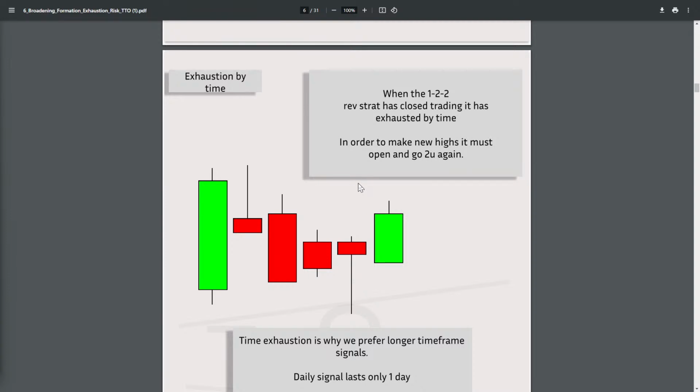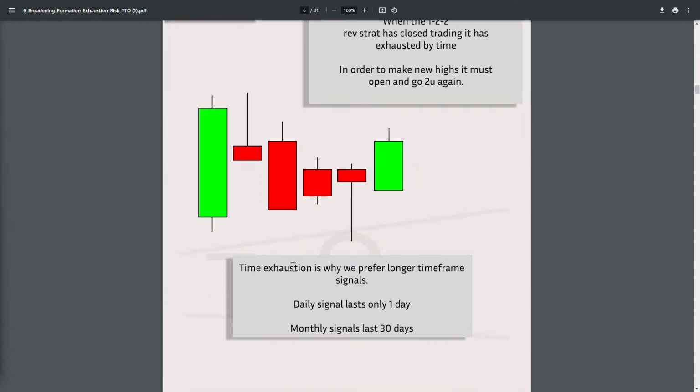Exhaustion by time. When the 122 Rev Strat has closed trading, it is exhausted by time. So here is the inside bar, 2 down, 2 up. It ran out of time and it did not hit its target. So when candles close, that's the end of that trigger. We'll get into that a little bit right here.